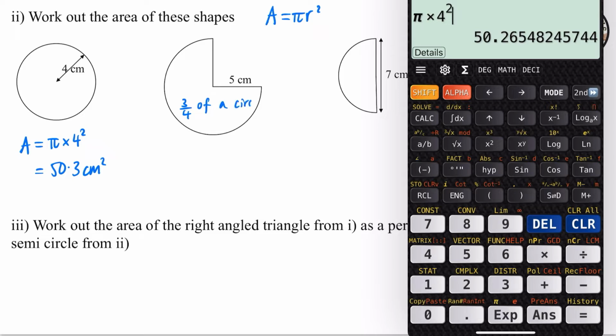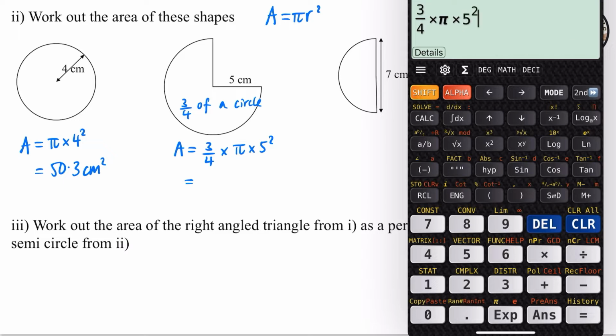So what we're going to do for the area of this shape is we're going to also get the answer and then multiply it by 3/4. So I want to have 3/4 of the full area, which would be pi multiplied by the radius squared. So I'm just going to type that on my calculator. So I'm going to do 3/4 of pi r squared. And so the area of that shape is 58.9 centimeters squared, also to 1 decimal place.